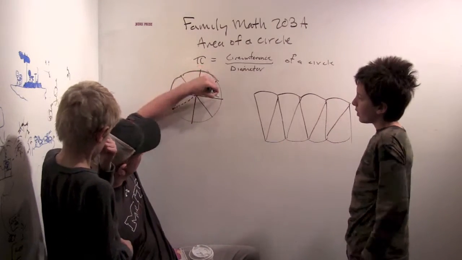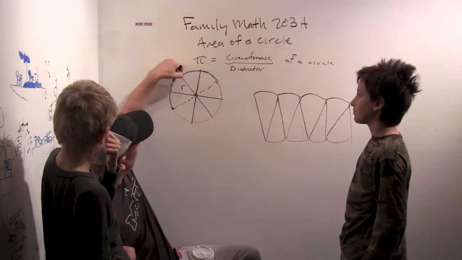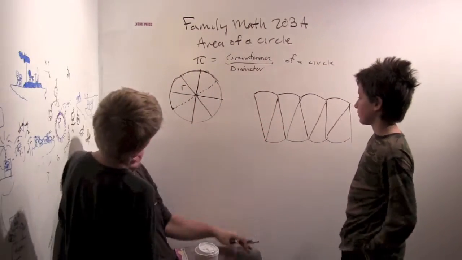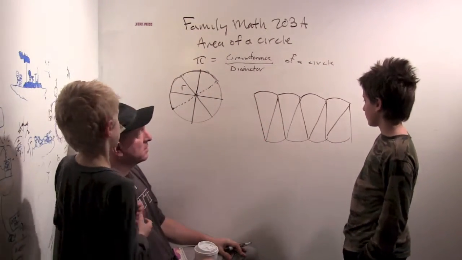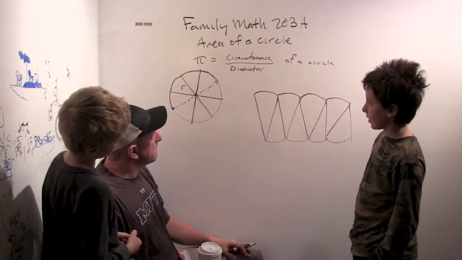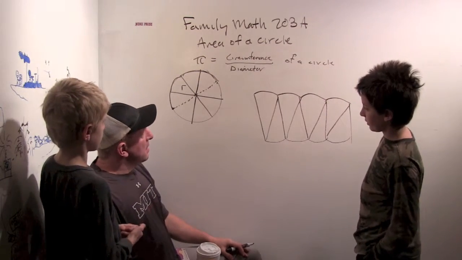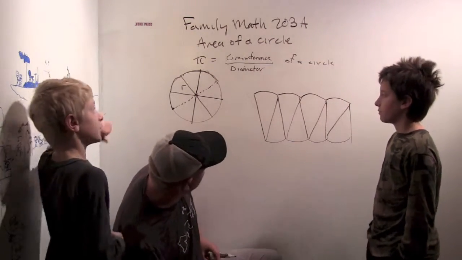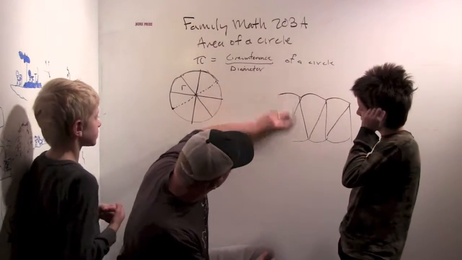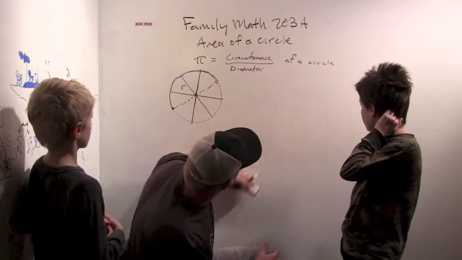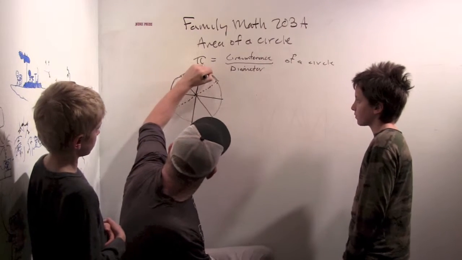Okay. It takes me 4 wedges to go halfway around. I got 4 wedges on the top, 4 wedges on the bottom. Maybe if we chop it up more, it'll look more rectangular. Maybe we can just keep chopping it up. I'll do it one more time, and now I'll have 8 bumps on the top, 8 bumps on the bottom.